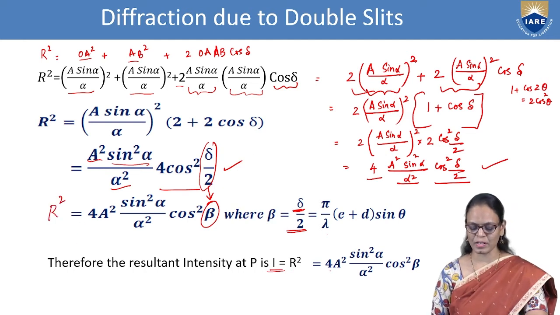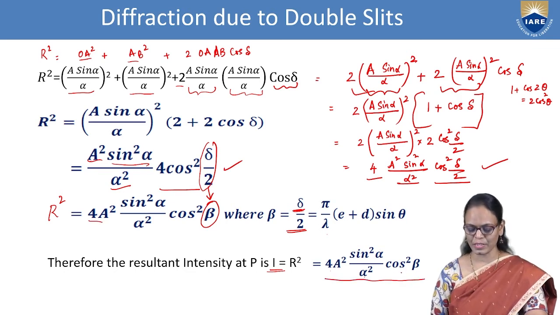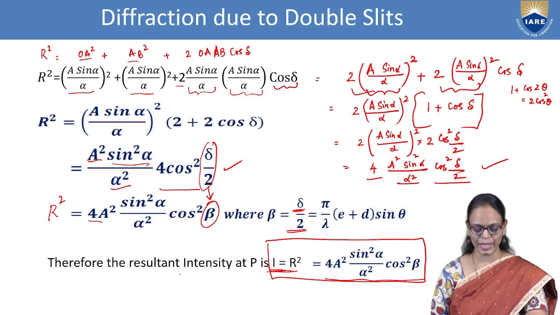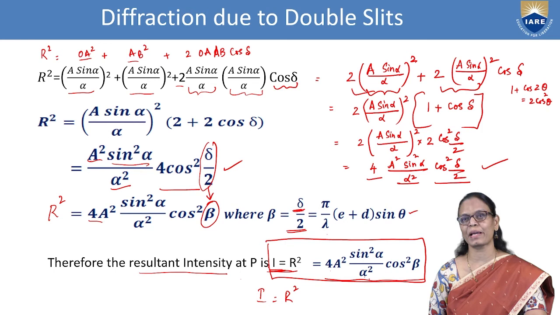So what will be our R square? 4 A square sine square alpha by alpha square into cos square beta. So this will be the resultant square, and the resultant square gives us the intensity. So the intensity I is equal to R square. So we have got R square. What is R square? 4 A square sine square alpha by alpha square into cos square beta.